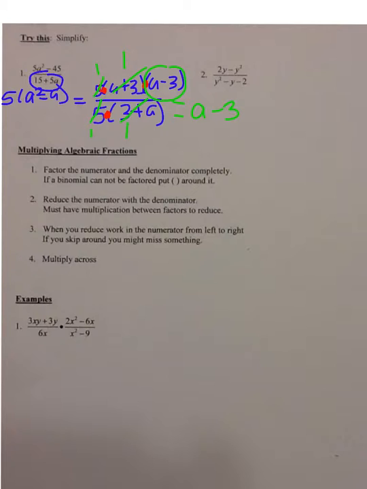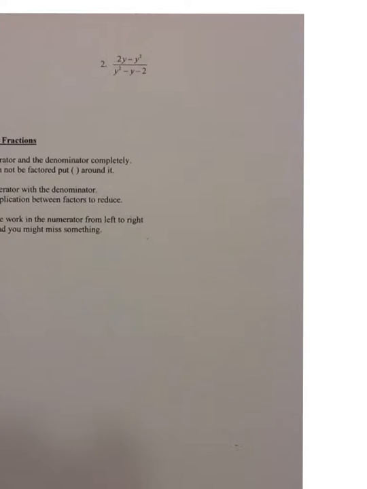Okay, so let's take a look at number 2. Okay, so number 2, in the numerator, I notice there is a GCF, and the GCF is y, so I'm going to factor out the y. So I have y times 2 minus y over, now I have a trinomial in the denominator, so I'm going to use master product. So I multiply first times last, I get negative 2y squared.